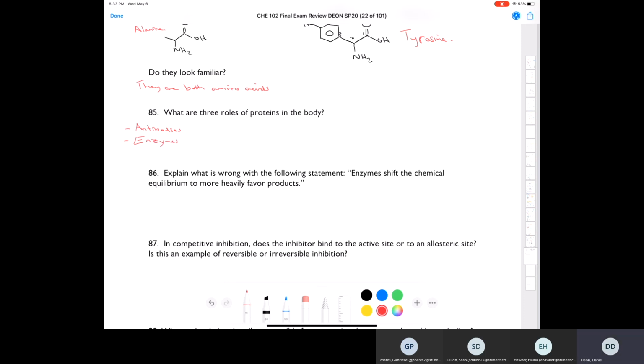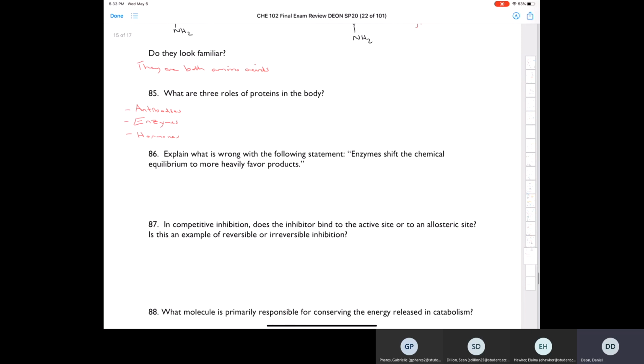Enzymes. Hormones also can be proteins, like insulin. Okay, so things like that. Anyhow, let's just keep that one simple and move on to something else.